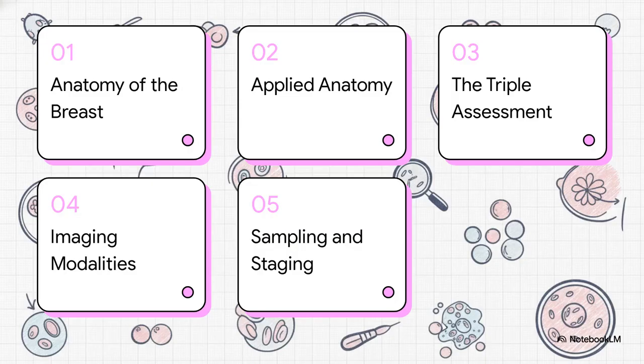Here is our roadmap for today. First, we'll cover the anatomy of the breast, then applied anatomy and disease. Third, we'll dive into the triple assessment. Fourth is mammography and ultrasound. And we'll wrap things up with tissue sampling and staging.